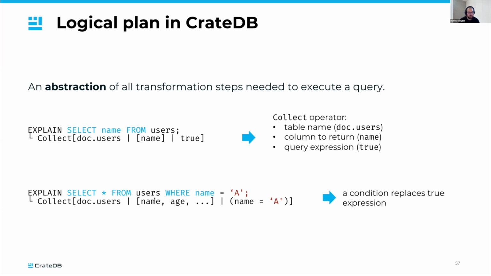In the next example, it's almost the same query, but we want to return all the columns for the users table, and we now filter on the name column, which is a text one. And you can see here it's still a collect on the same table, but here we have a list of all the columns that we return because of the star. And here, instead of true, we have the actual filter that we applied.